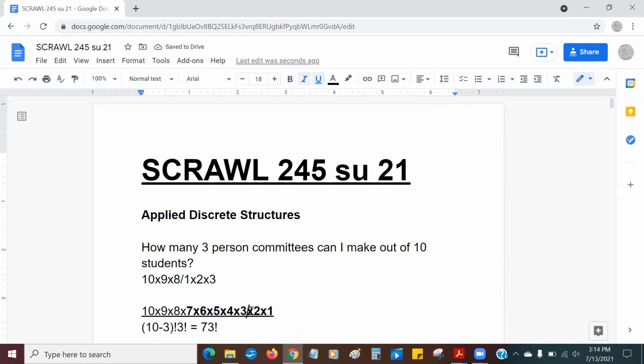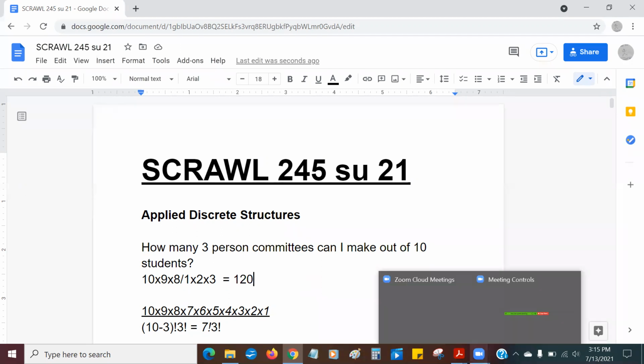So the 7 factorial cancels out, and that's why I'm getting 10 times 9 times 8 divided by 1 times 2 times 3. And that, of course, equals 10 times 3 times 4. That equals 120. If I did this in my head right, I divided by 6, yes, it's 120. All right, yay.